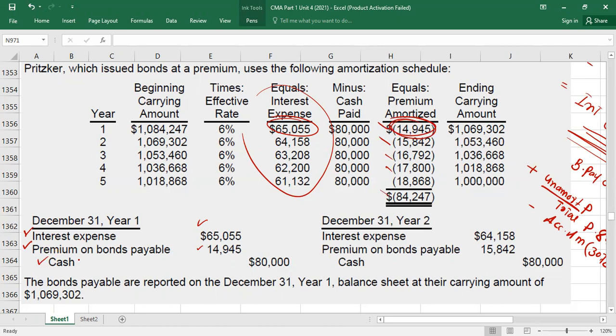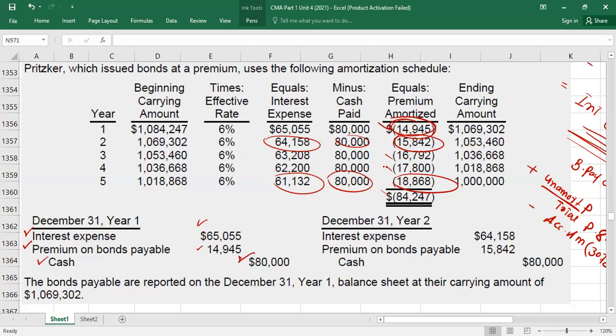And credit will be what? Cash, because interest which you have paid. And that will be what? 80,000. And that 80,000, it is actually the cash paid from this column. It means in the second year, what will I do? I will debit interest expense with 64,000. I will debit amortization premium of 15,000 something, and I will credit cash of 80,000. In the last year, what will I do? I will debit interest expense with this value. I will debit amortization premium with this value. I will credit cash with this value.